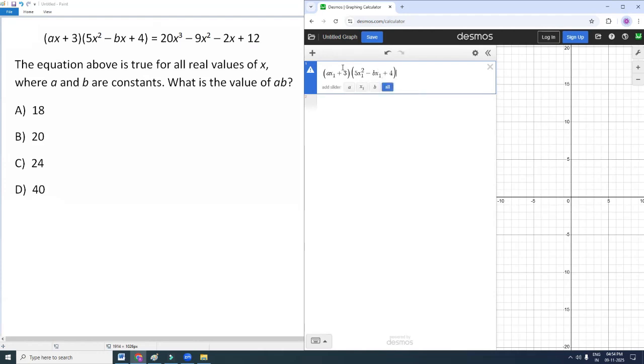Then we have to take the tilde sign, 20 times x1, and x1 has to be raised to the power of 3, negative 9 times x1 squared. Then we have negative 2 times x1 positive 12. Here I have taken the given equation as input.